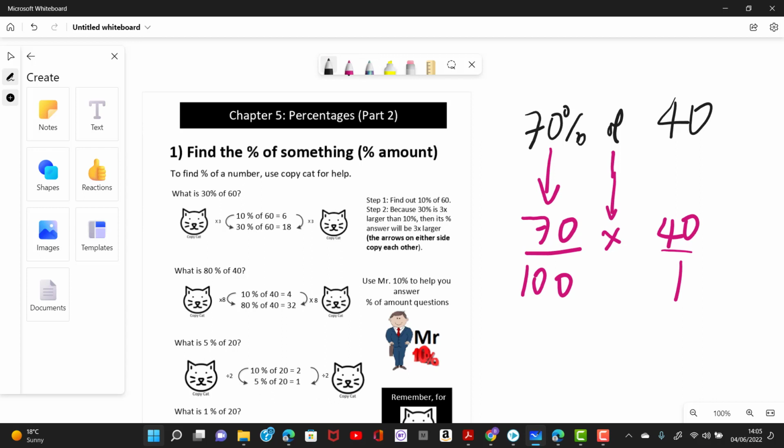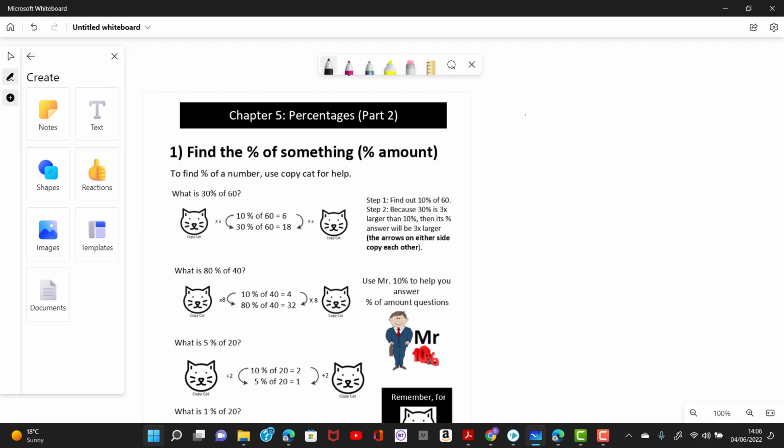So let's simplify these. You've got a matching 0 here and here, cross off there. Got a matching 0 here and here. So if you've got a matching 0 top and bottom, you can cross those out. So it's really 7 times 4, which is 28. So that's the simplest way of doing this. Let's do some more examples.